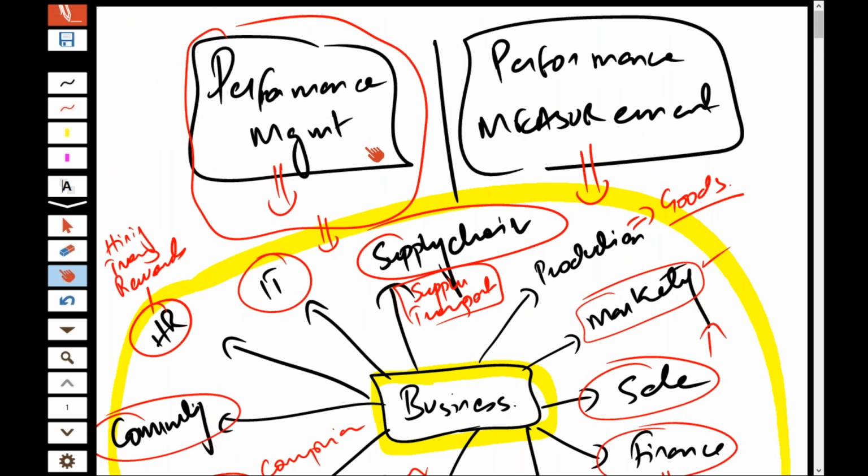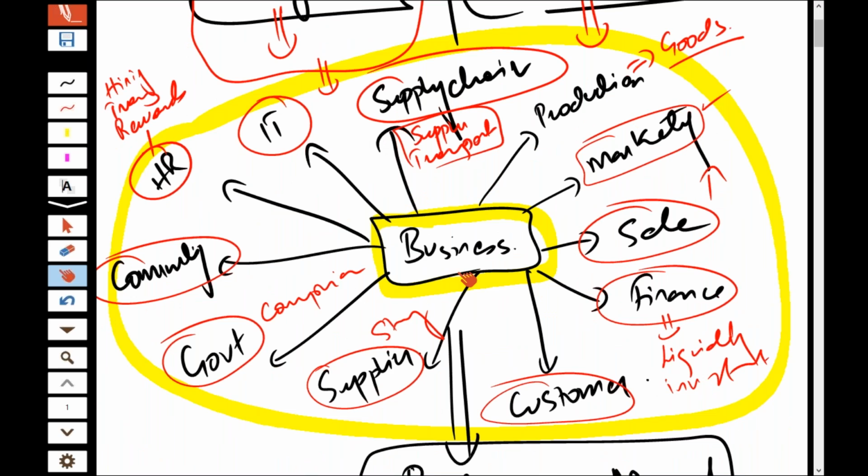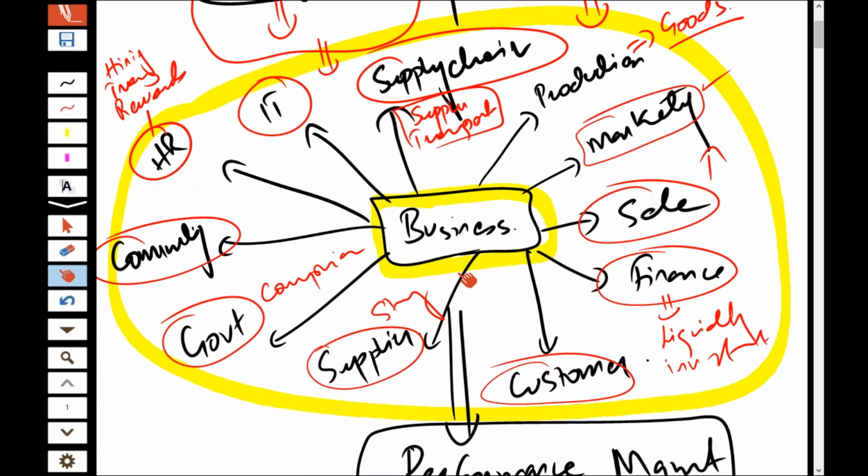The first thing is that I talked about performance management and I talked about performance measurement. I asked you people a question: what is performance management? You started giving me an answer about performance management and performance measurement. And I told you that you can think of running a business. So how do we usually run a business?